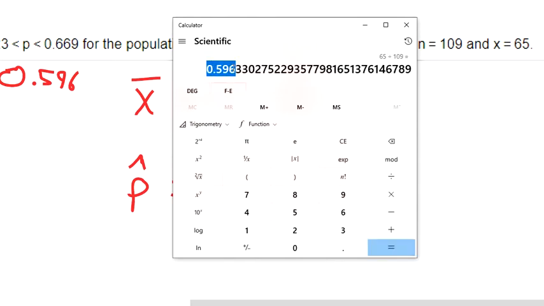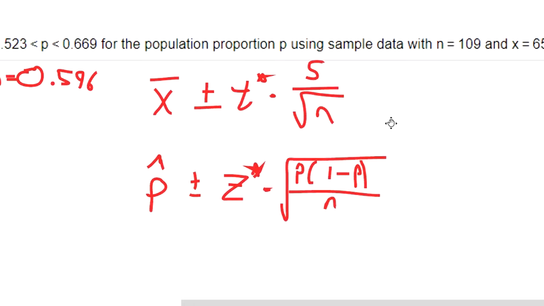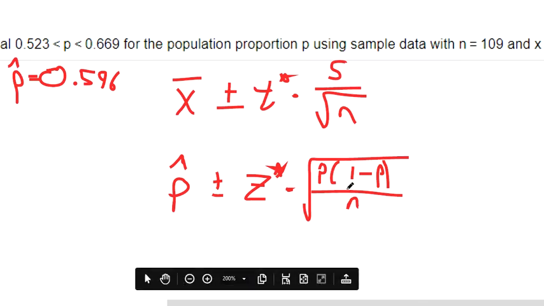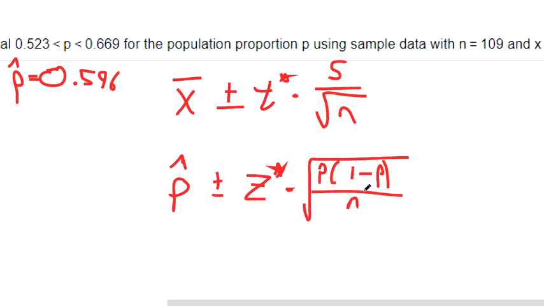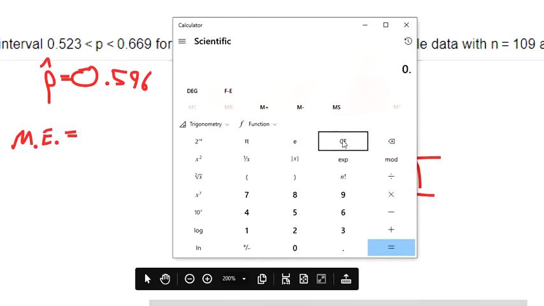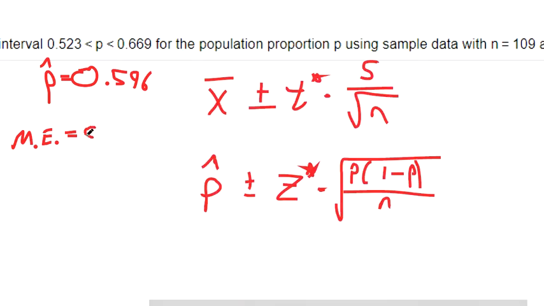So same type of thing. This one's just more accurate because it's got more decimals. But we'll stick with this p hat for this problem. So that's p hat, and we're actually going to plug that in for p, because that's our best estimate for the population proportion. And the margin of error, like I was saying, is the distance from your sample proportion, or your sample mean, to one of the endpoints. So I'm going to take 0.669 and subtract 0.596. That gives me 0.073.